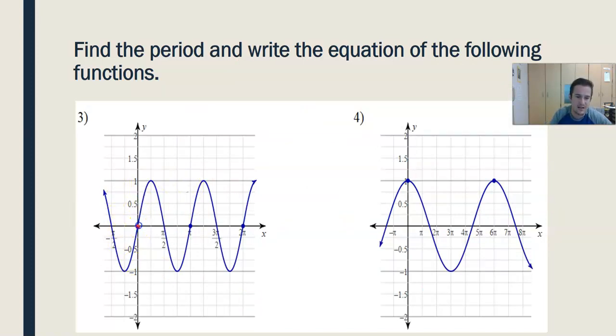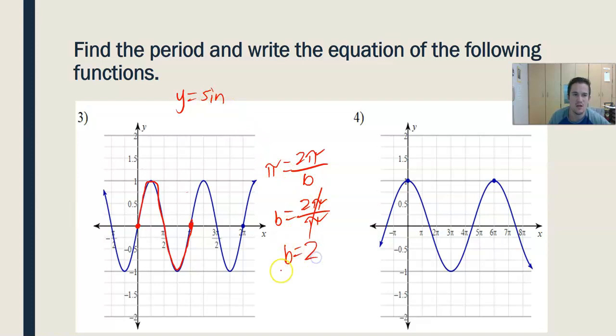Okay, let's do a couple more. This one right here, I start at the origin, so I know this is going to be a sine function. So I'm going to go through one full rotation here and end up at pi. So the period of this function is pi. Well, period is equal to 2 pi, or the original period, divided by b. So b is equal to 2 pi over pi. Those pi's cancel. I'm left with just b equals 2. So my period is pi, so my b value is 2.